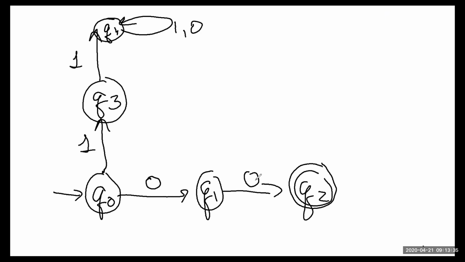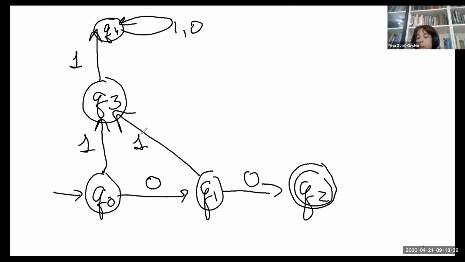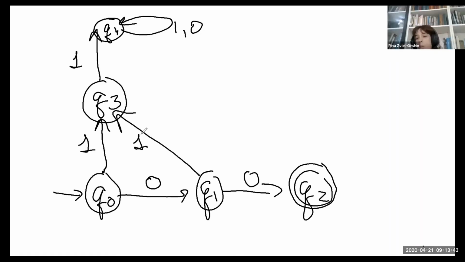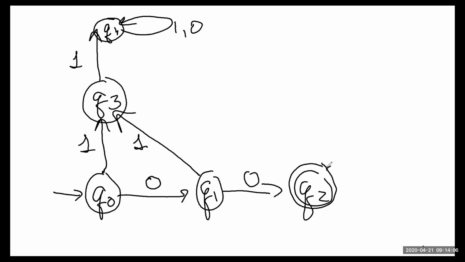To Q3, exactly. Why Q3? Because you start a new substring with 1. Exactly. I canceled the substring 00, and I saw the first 1 that can be the continuation of the substring 11. So now Q1, we finished it. We have 1 and 0 transitions. Let's talk about Q2. If in Q2 I get zeros, what should I do? Stay in Q2.